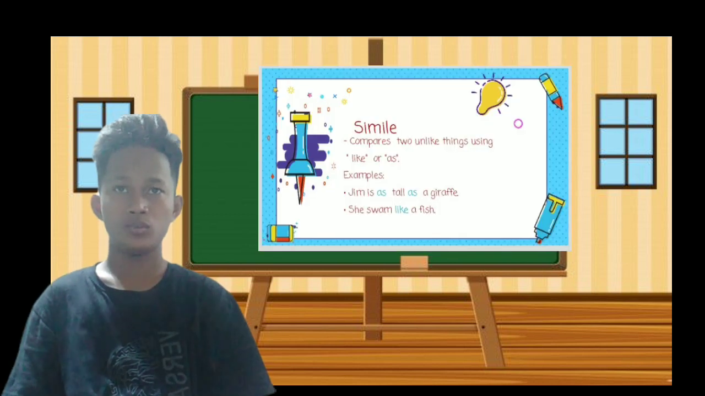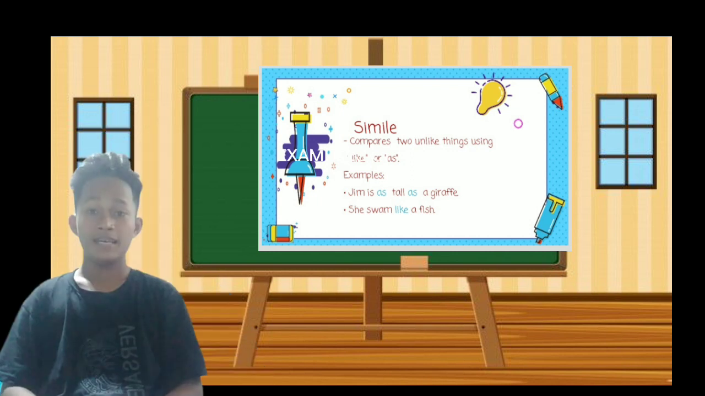Simile compares two unlike things using as or like. The example of simile goes like this. For example, Jim is as tall as a giraffe. In this example, simile compares two different things that are compared due to their common characteristics, which is their height. So essentially, I'm saying that Jim is very tall.